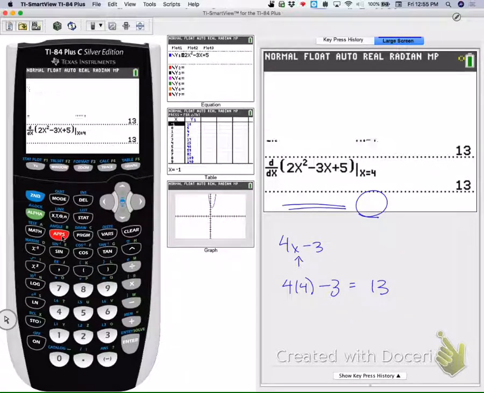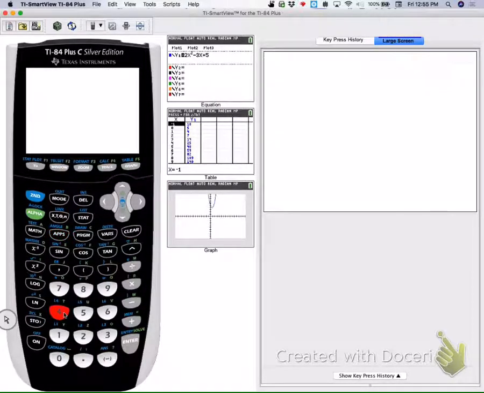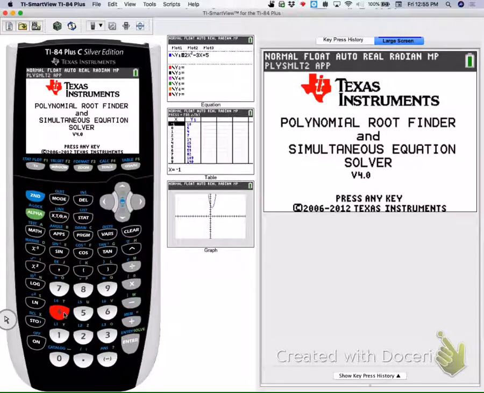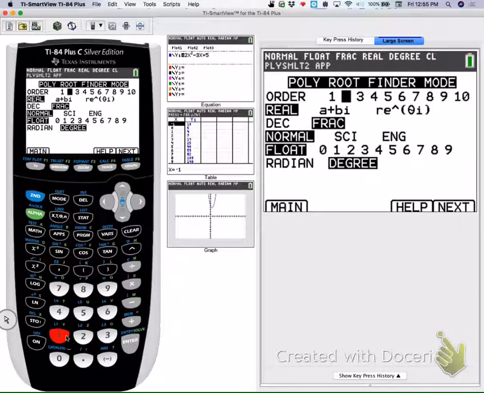So I'm going to go to apps and get rid of this stuff here. Sorry. We're going to use number 4. Now yours will be a different number, but it's that solving app. We want to solve number 1. The simultaneous equation solver, that's when you have a system. So we want number 1, and everything should stay on this page the way that it is. Hit next.